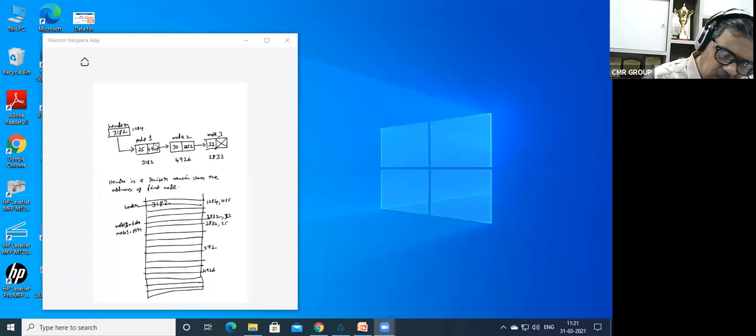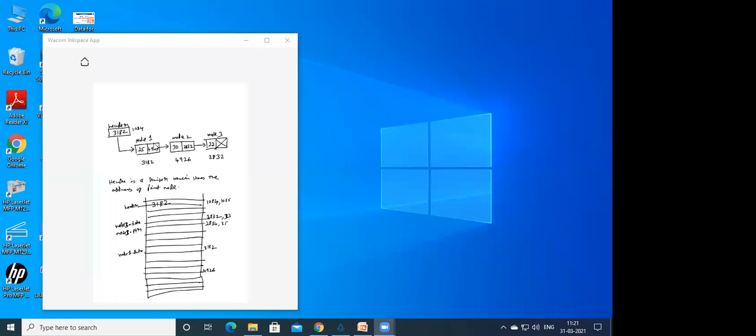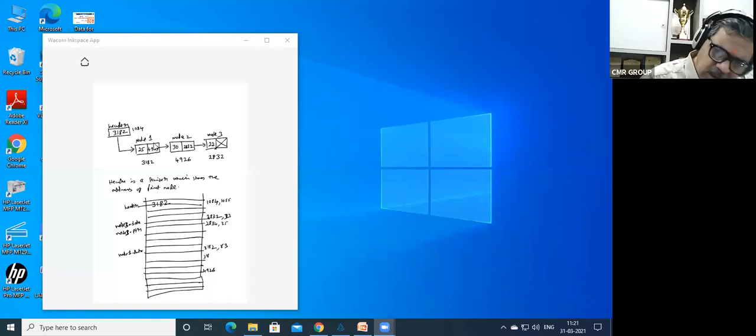And 3182 is node 1. So it is going to be node 1 dot data at 3182 and 83, and node 1 dot ptr at 3184 and 85. And 4926 is going to be node 2 dot data, 26 and 27, and 4928 and 29 is node 2 dot ptr.